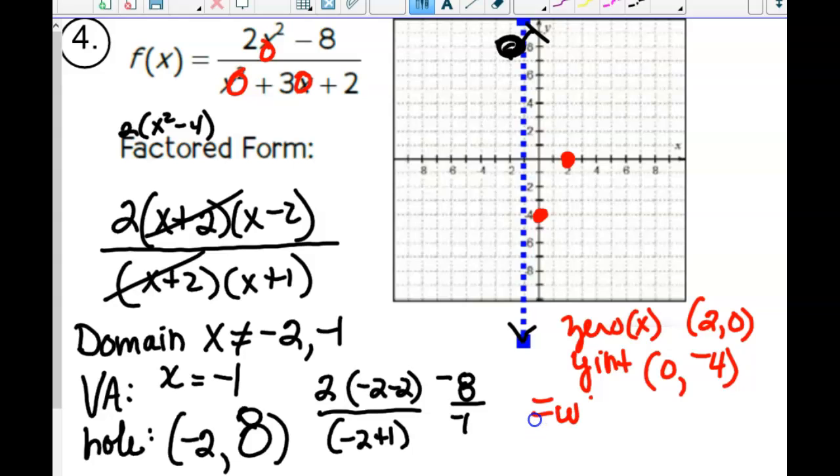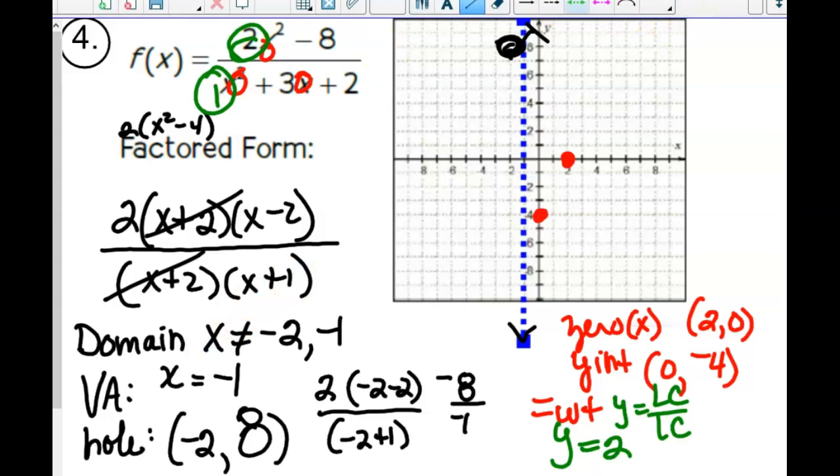It is equal weight. So what is the rule for equal weight? Leading coefficient over leading coefficient. Go back to the original right here. 2 over 1 are the leading coefficients. So y equals 2. Remember, it has to be an equation. I'm going to attempt to use my line tool again. Y equals +2.